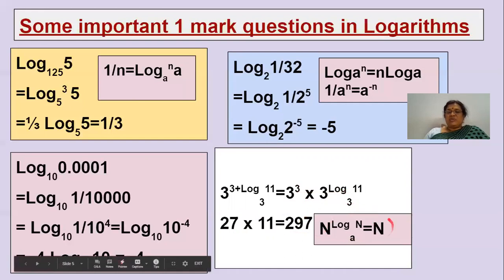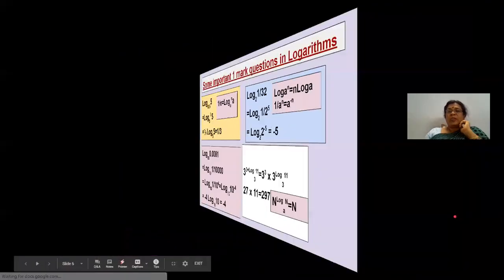So this formula you have to remember. According to this formula only, you will get the answer as 11. See here, this formula, n to the power of log n to the base a. For this, the answer is n. So for this, the answer will be 11. So when you multiply these two, you'll get 297.